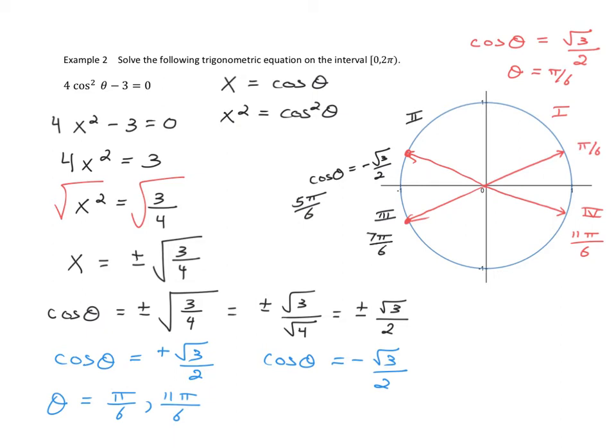So that means we have two more angles that solve where cosine is equal to negative root 3 over 2. 5 pi over 6 and 7 pi over 6. There are 4 solutions to this equation. So we got pi over 6, 11 pi over 6. That is where cosine is positive. And 5 pi over 6 and 7 pi over 6 is where cosine is negative.